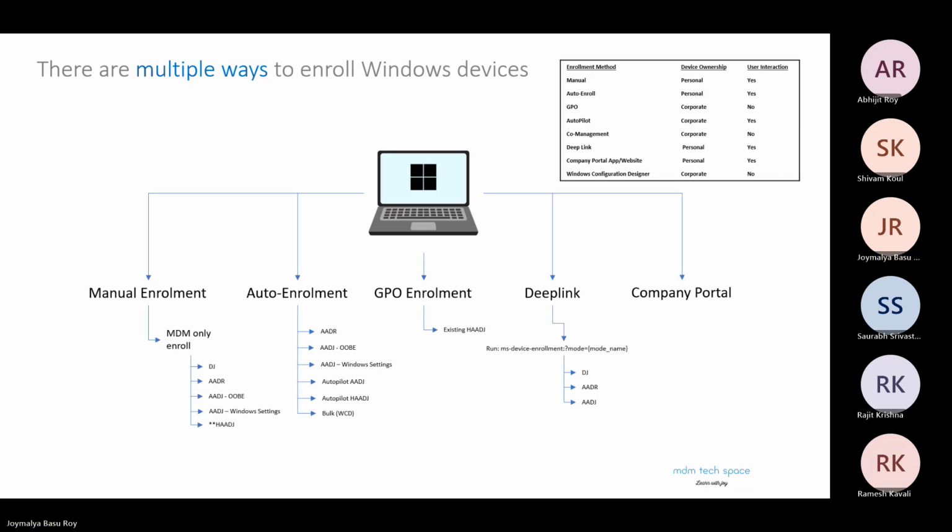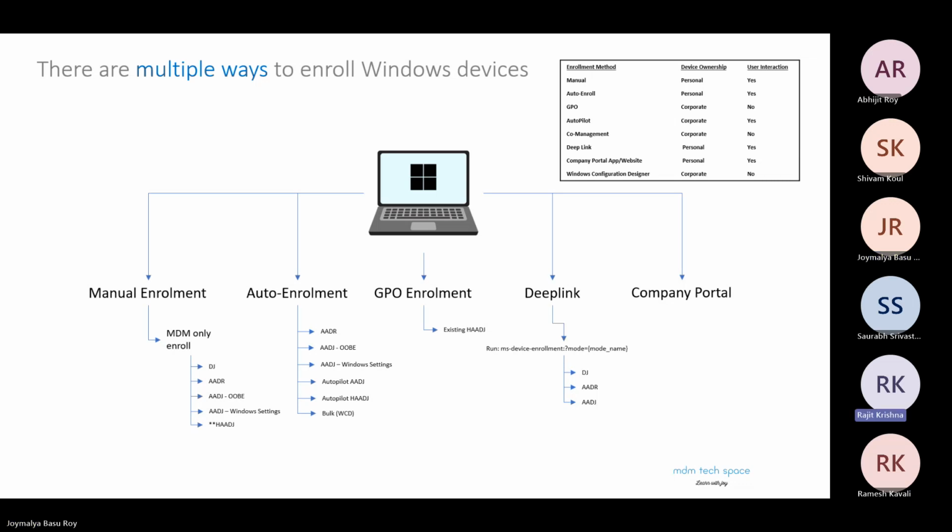So Windows can have multiple join states. Windows can have multiple enrollment methods. I think this is clear for everyone, right?